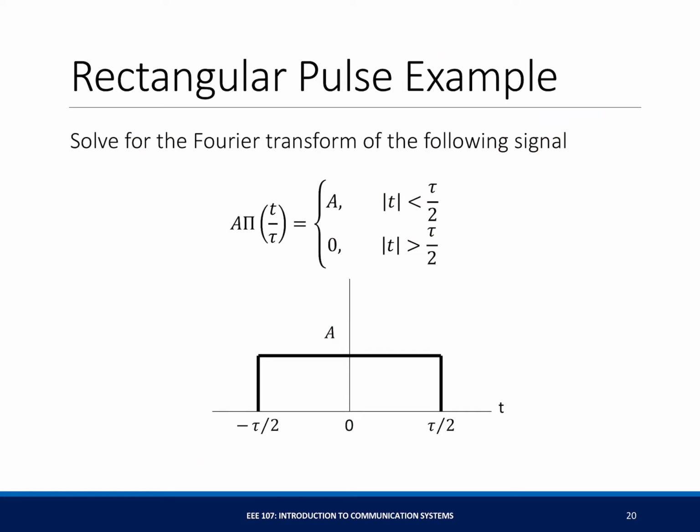Example: solve the Fourier transform of the following signal. So recall in the previous lecture, we solved for the Fourier series of a rectangular pulse train.